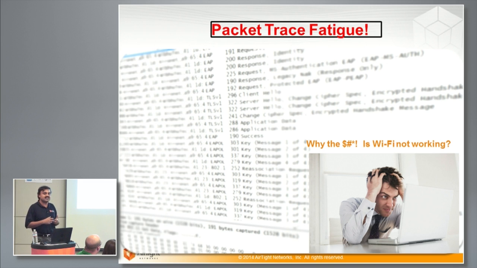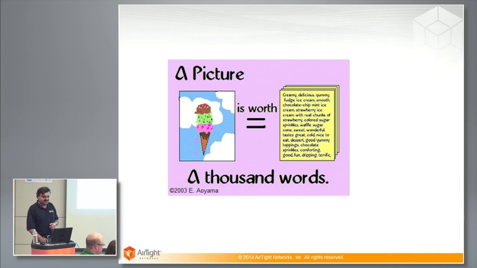At AirTight, we have also given a term for this phenomenon. We call it packet trace fatigue, where one's mind gets completely exhausted, and we wonder why Wi-Fi doesn't work smoothly, right? So what is the answer?